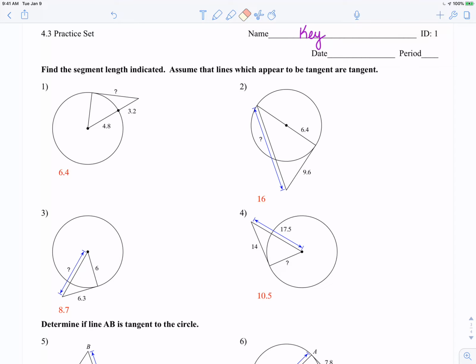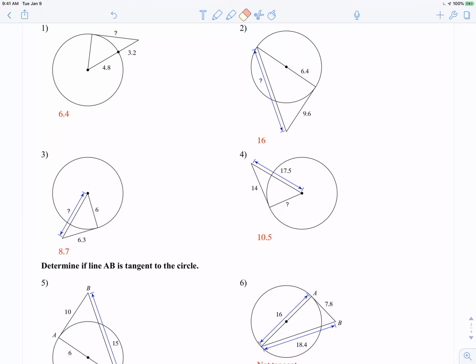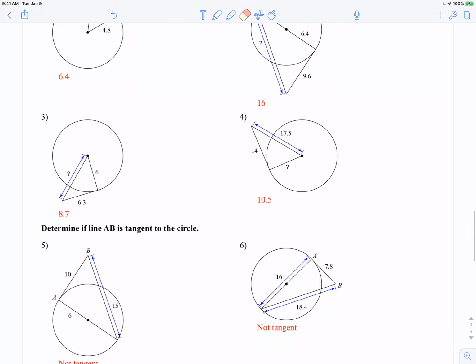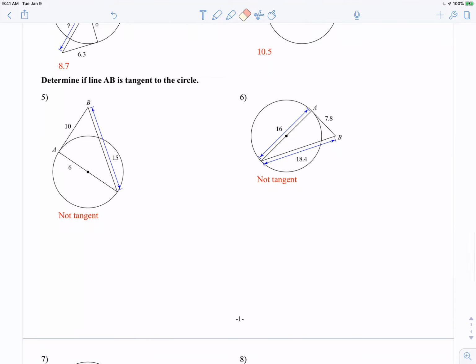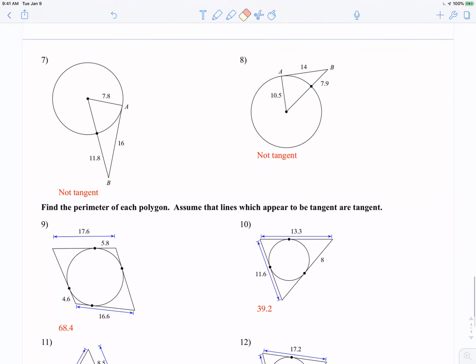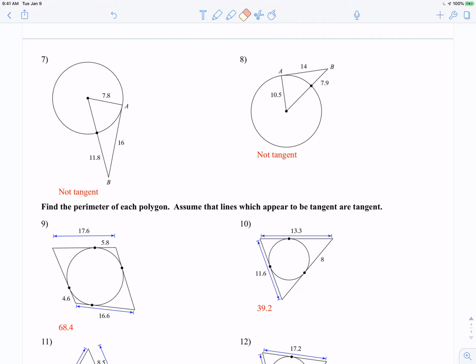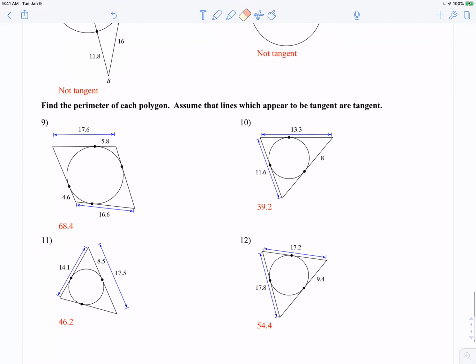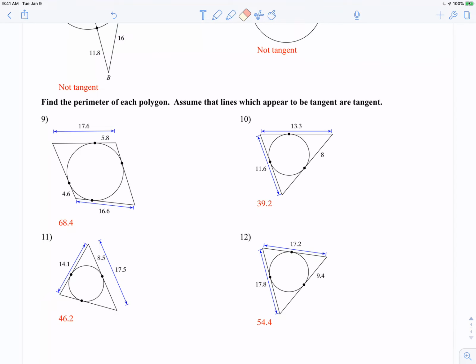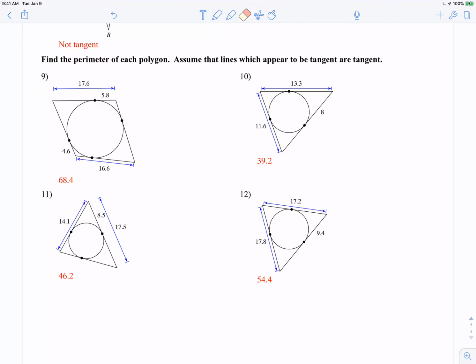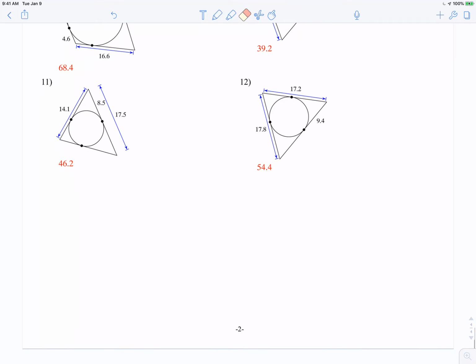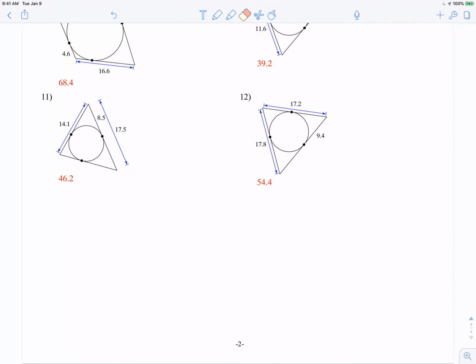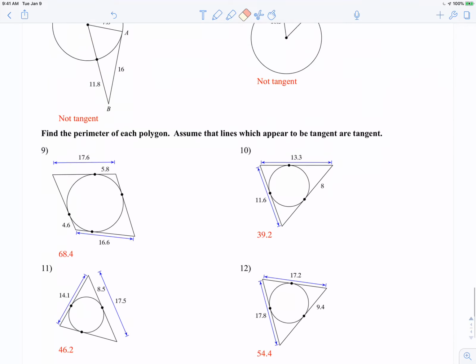Number 1 is 6.4. Number 2 is 16. 3 is 8.7. Number 4 is 10.5. Number 5 is not tangent. 6 is not tangent. 7 is not tangent. And 8 is not tangent. Number 9 is 68.4. Number 10 is 39.2. 11 is 46.2, and 12 is 54.4.